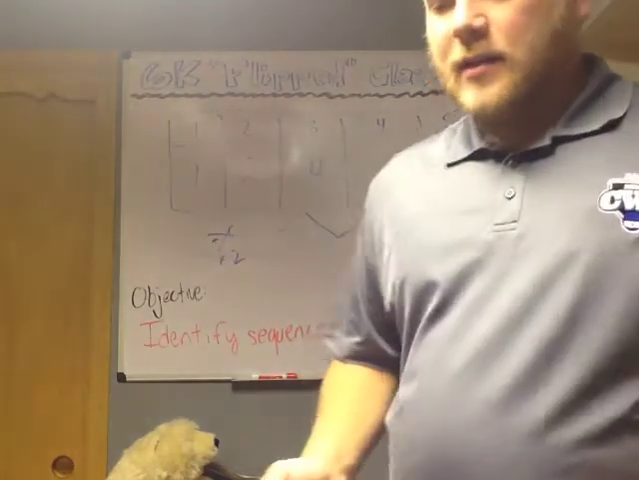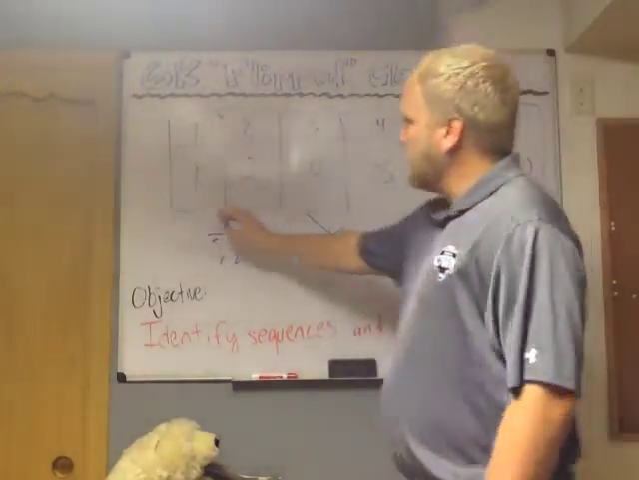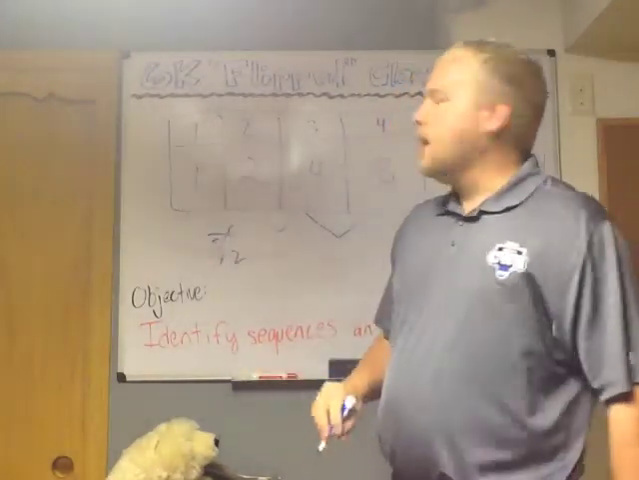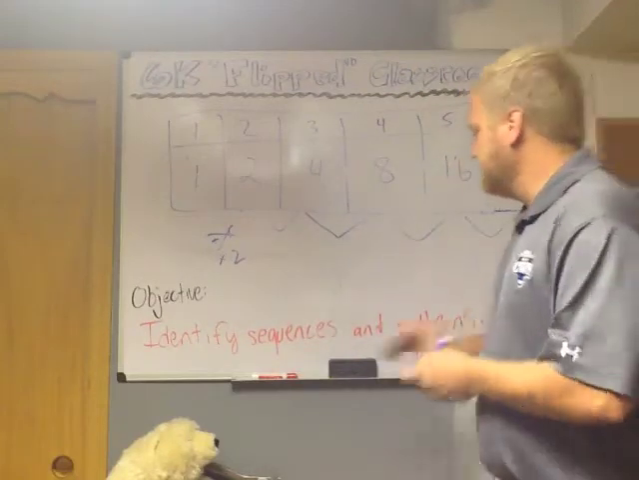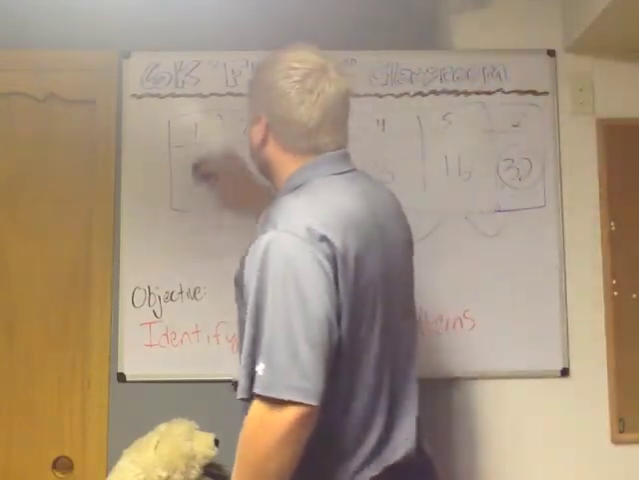So that's all there is to it. Look at the first two numbers. How do you get from the first to the second? And then try it from second to third. And if it works, that's what it is. If it doesn't, you have to keep trying. Okay, I want you to try one here with me.